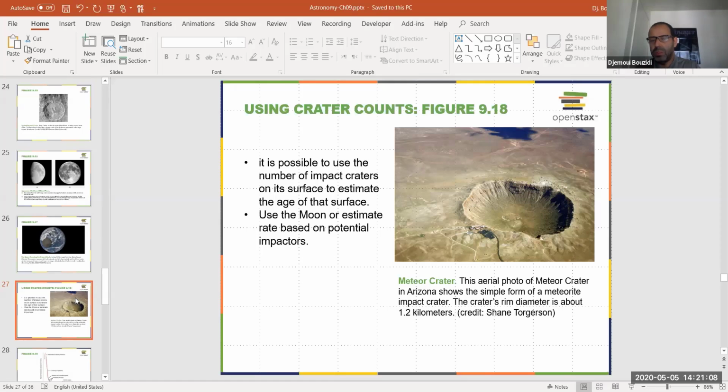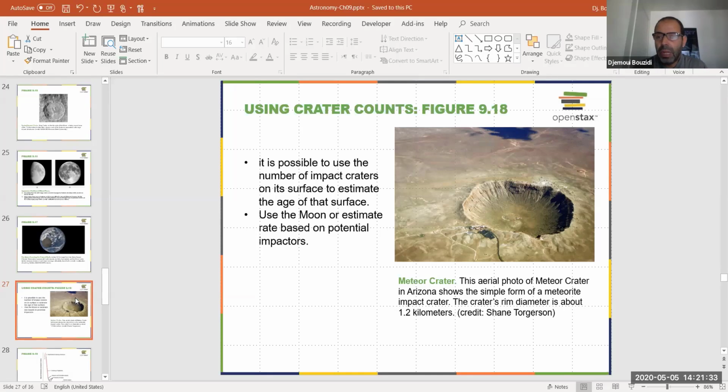So that's what we mean when we say we're using craters to date the surface of a planet: we count and see how many there are. If we see a lot, that means the surface is very old. If we see few, that means it's very, very new. It's an indication that there is some geology underneath that changes the surface so much that you don't find many, like, for example, the case of the Earth.